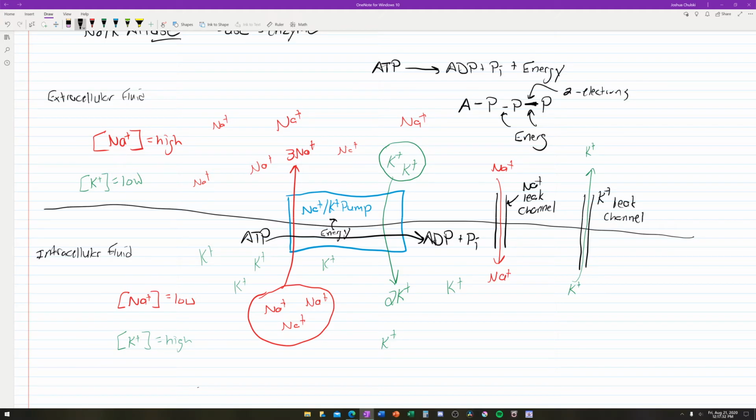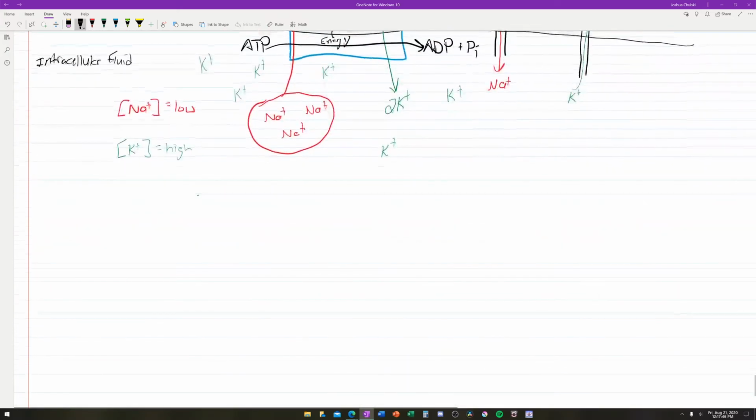Okay. And so the 3 and 2, 3 sodiums out, 2 potassiums in. We'll talk about the significance of that when we talk about the cell itself. But I think we're spending enough time on primary. So now we're going to take a look at secondary active transport.